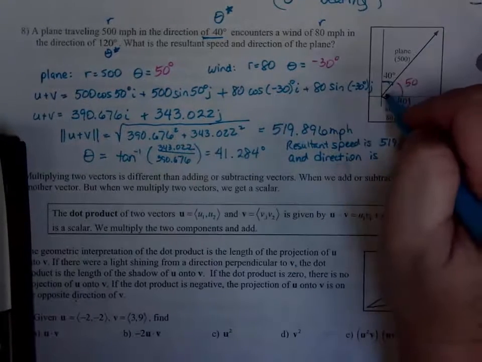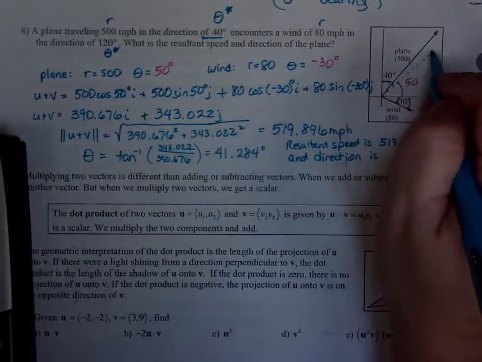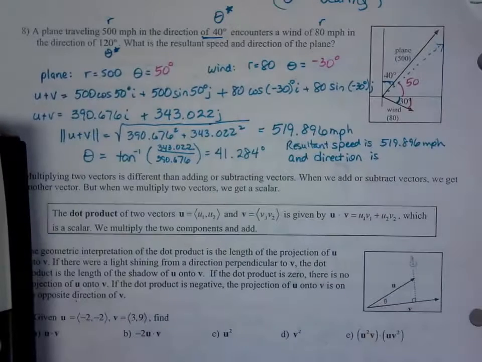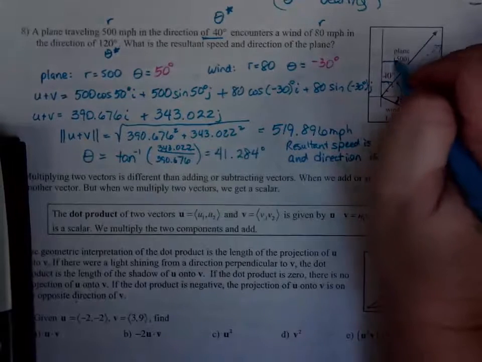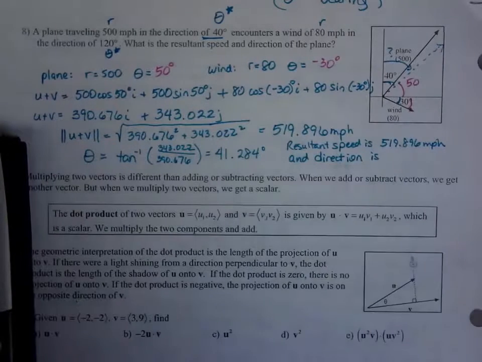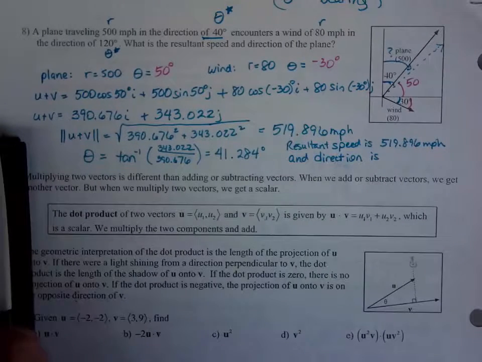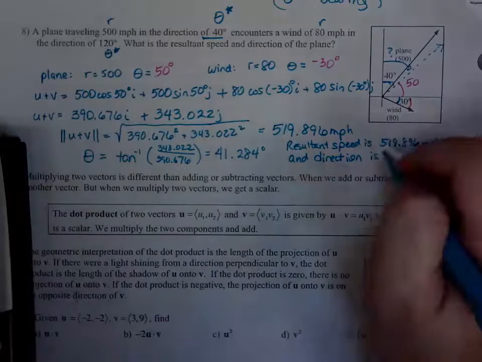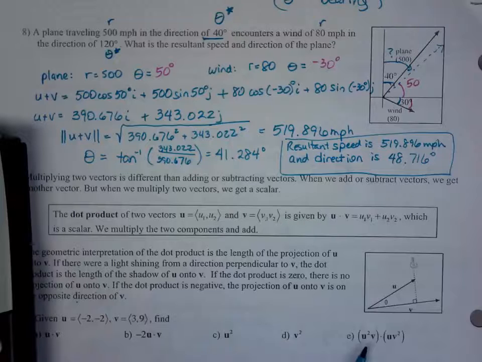So the plane, the wind blows him off course just a little bit. So 41 is from the bottom up. So I need to subtract it from 90 to get what the angle would be this way. I need this angle right here. That's what I don't know. So it's going to be 90 minus my previous answer, which is 48.716 degrees.